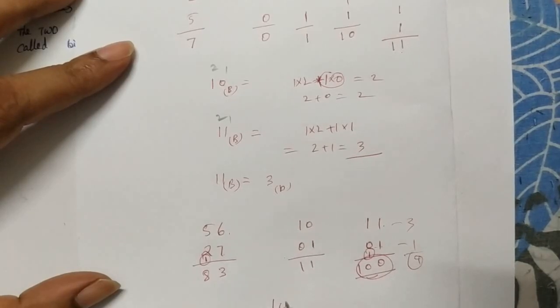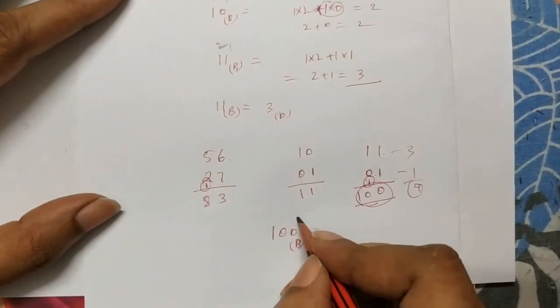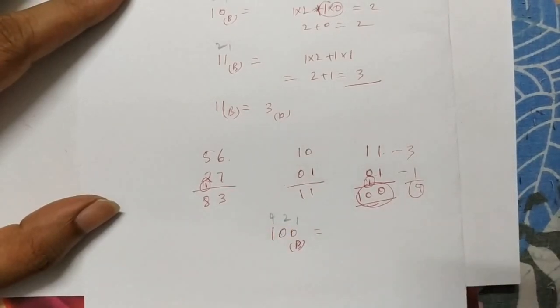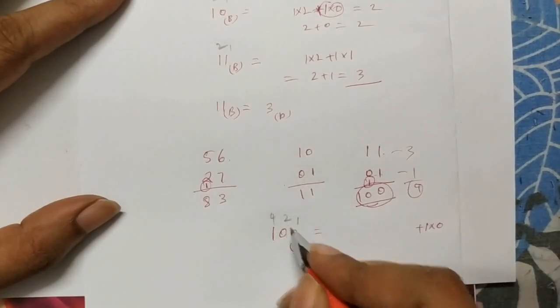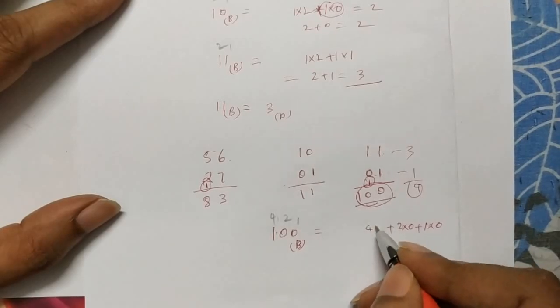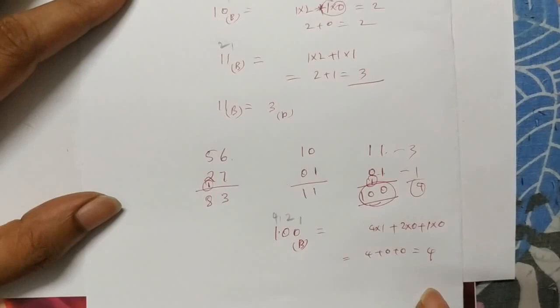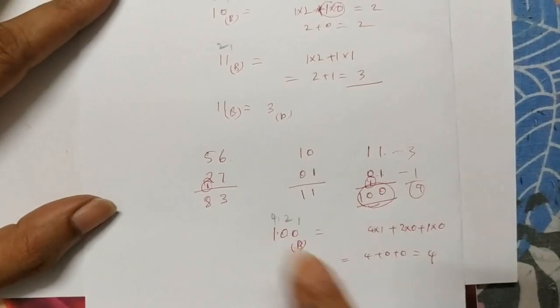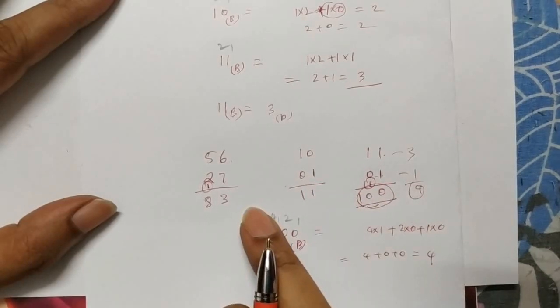Why? Because 1, 0, 0 in base binary, you can convert into decimal. This is the ones, twos and fours places. So what you can write: 1 into 0 plus 2 into 0 plus 4 into 1. Then you get 4 plus 0 plus 0. What do you get? 4 we are getting. So once it crosses 10 in decimal, you get a carry here. If it becomes 2 in binary, then you get a carry here.